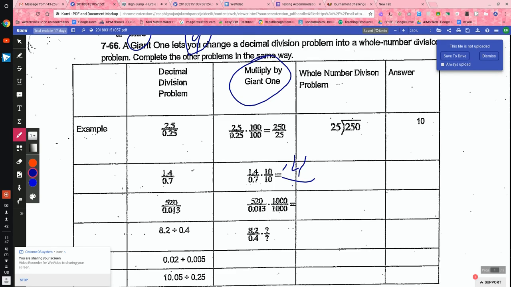Sometimes it makes it more difficult, like the next one. How many 7/10 is in 10? It would be 7. So then right now, you know 7 into 14. How many times does 7 go into 14? 2 times, and there's your answer. So it looks complicated, but it's really not that bad.